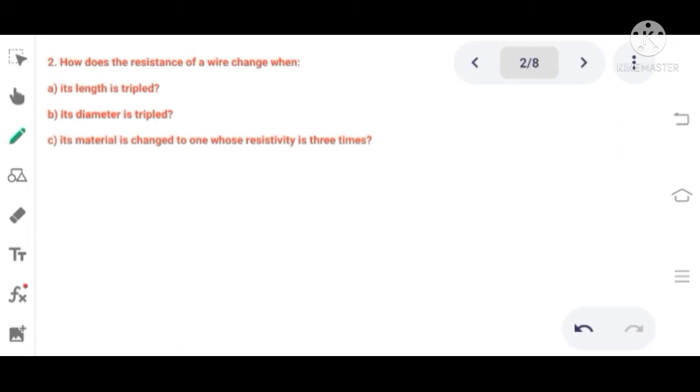How does the resistance of a wire change when A, length is tripled, B, diameter is tripled, and C, material is changed to the one whose resistivity is 3 times? Now, first reading tells you that the question is from the topic factors affecting resistance. So, resistance is given, length is given, diameter is given instead of area of cross section, and resistivity rho is given. So, we can write those down.